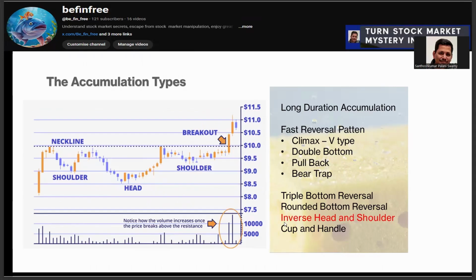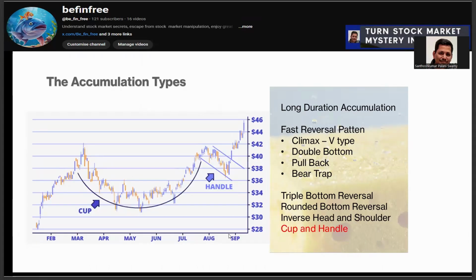The next one is the inverse head and shoulders type. There is the head, the left shoulder and the right shoulder. You have to assume the head at the bottom, and the shoulders on the left side and the right side. The top resistance line is called the neckline. This is the period in which the accumulation was going on. At one stage, accumulation completes and then the uptrend starts. That area is the breakout, and typically the volume is also high at that time.